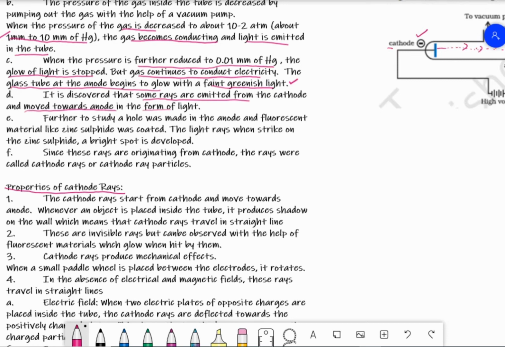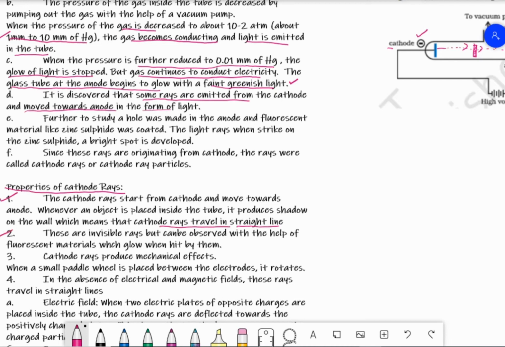Whenever an object is placed inside the tube, it produces a shadow on the wall, which means that cathode rays travel in a straight line. This is actually a property of light. When we place an object in front of light, you already know a shadow will be formed, because light is obstructed by the object. That's called rectilinear propagation of light, which means that light can travel in a straight line. The same property can be observed in cathode rays also. If we place any object inside the tube, a shadow is formed, which means that cathode rays travel in a straight line. So that is the first property.